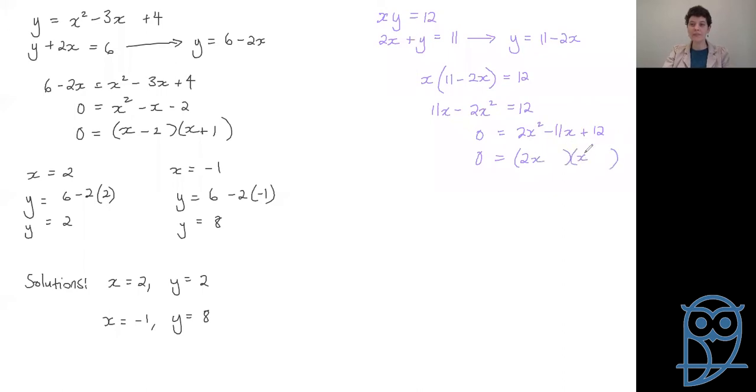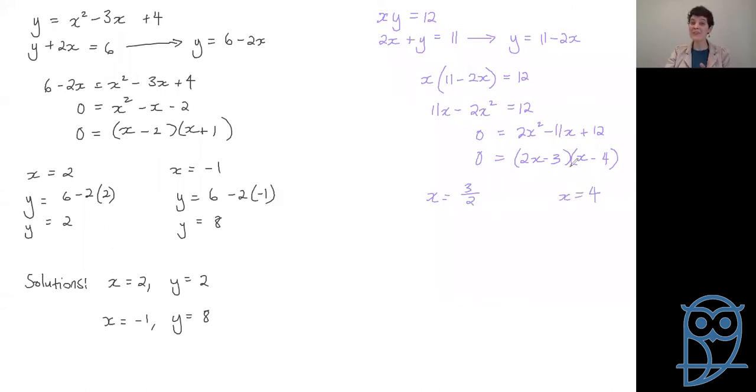Factors now of 12 that we could slot in here. We want to end up with an 11. So 1 and 12, 2 and 6, 3 and 4. 3 and 4, because then we would have a 4 and a 3. That would give us an 8 and that would give us a 3, and we're adding them, we get 11, but they are both negatives. So we get from this one, x equals 3 over 2 and x equals 4.